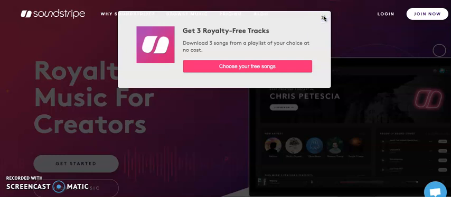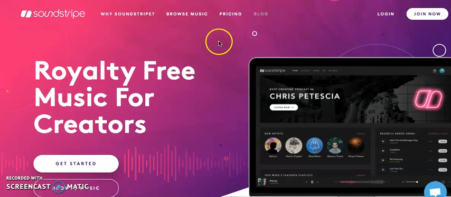Today we are going to be looking at Soundstripe. Soundstripe is royalty-free music for creators. I'm going to try to keep this as bite-sized as possible, but this is one of my favorite platforms to play around with. Again, royalty-free music.